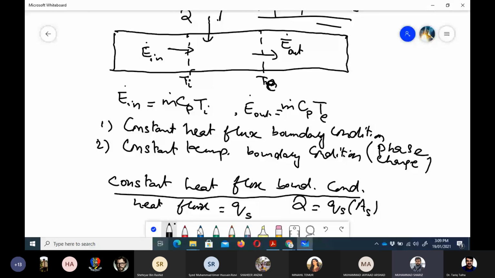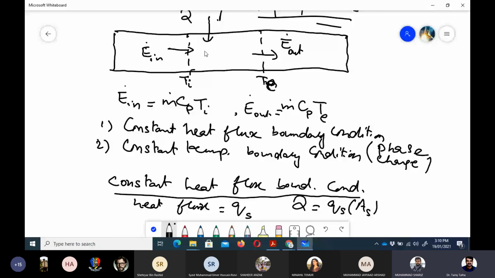Sir, is this constant heat flux boundary condition at the surface, or is it for the fluid coming in? For a constant heat flux, we are talking about the flux which is coming from the pipe surface to the fluid. We are not considering the heat which is coming from the x-axis. We are talking about the heat which is being transferred between the pipe surface and the fluid. Is it clear? Okay.